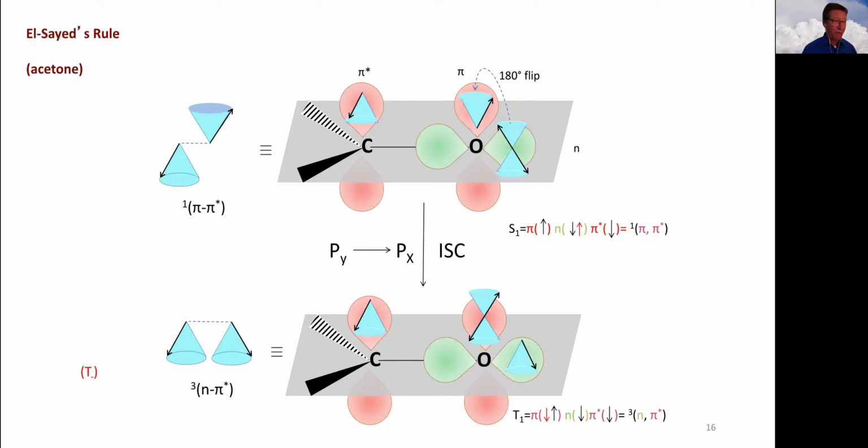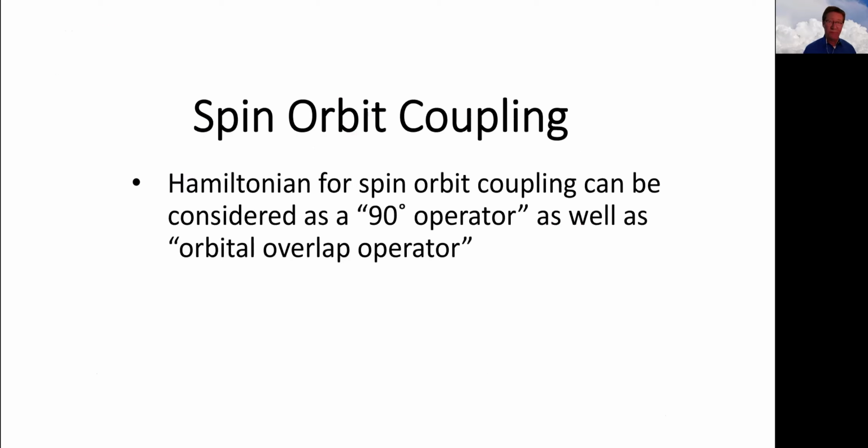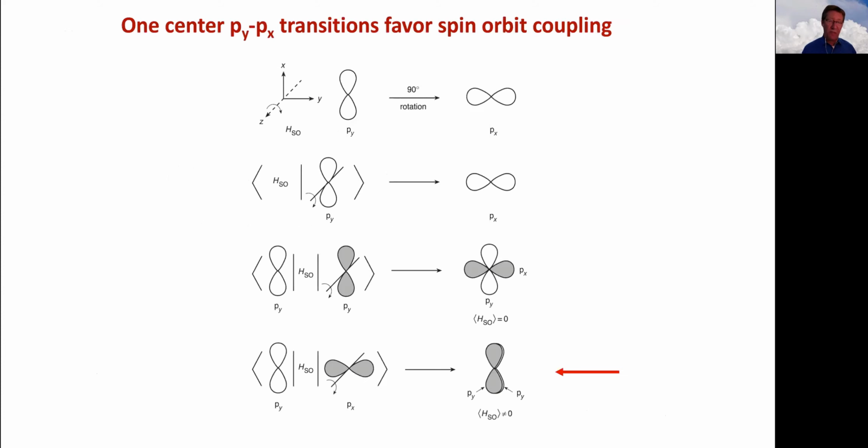And people have done that, of course. So how can we correlate this to the so-called spin orbit charge transfer intersystem crossing mechanism? Well, basically, we can assume that this Hamiltonian can be considered as a 90-degree operator as well as an orbital overlap operator. And with that, you can try to visualize, this is also a picture from Turro, that if you operate the Hamiltonian for spin orbit coupling, it is very efficient if it operates between a px and a py, and that is giving a higher value.